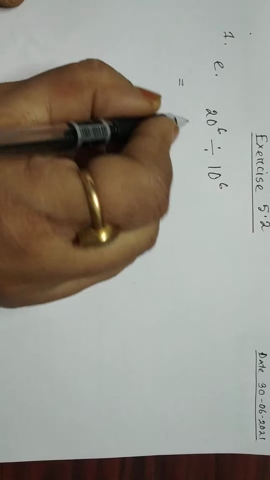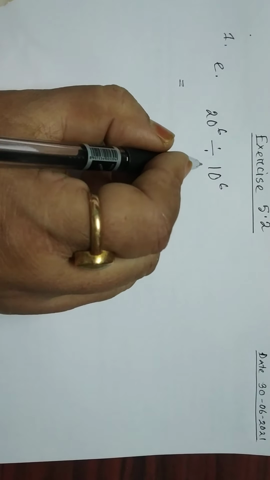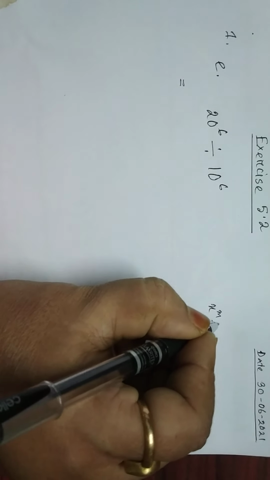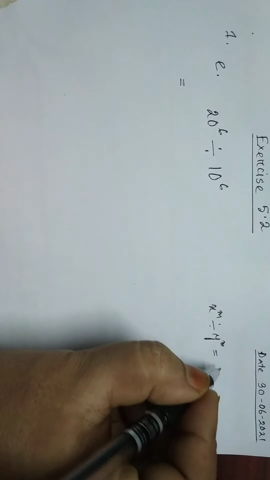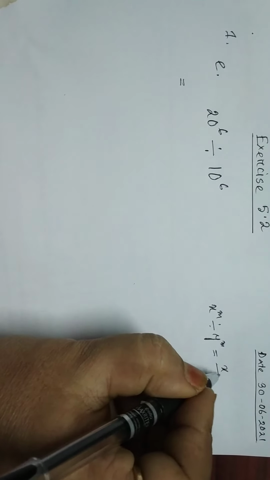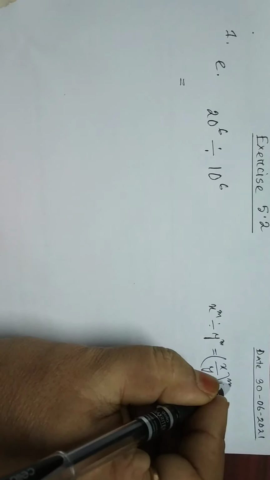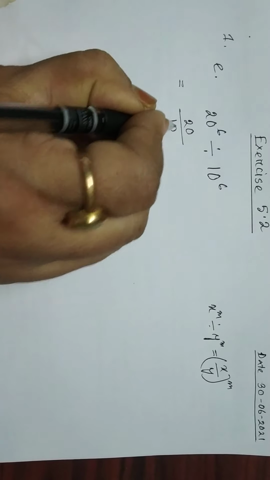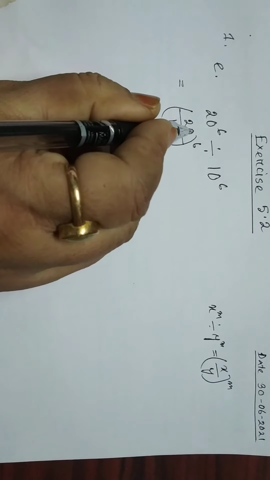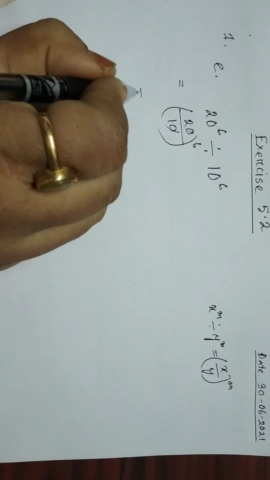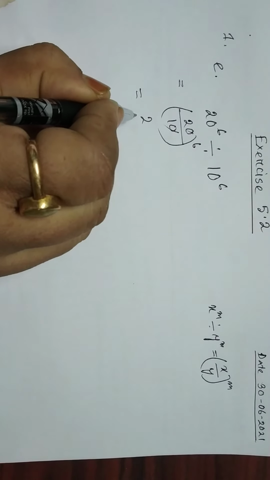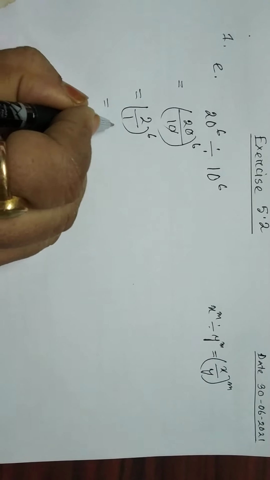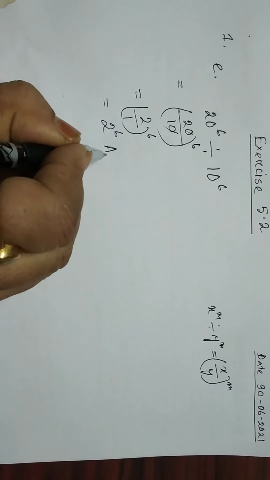Next, question number E. Here 20 to the power 6 divided by 10 to the power 6. We can use this one, x to the power m divided by y to the power m, then we can write x by y whole thing to the power m. Similarly here also, 20 by 10 whole thing to the power 6. Now this one, 0, we can cancel. Then we will get 2 to the power 6 by 1 to the power 6, or 2 to the power 6. This one is the answer.